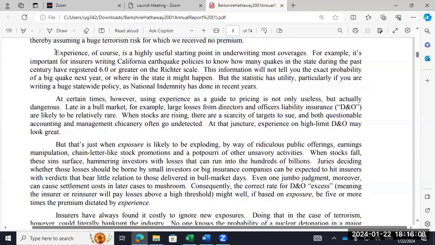So he says, just like I said, experience, of course, is a highly useful starting point. And y'all remember underwriting. Well, I don't know if we talked about underwriting. We'll talk a little bit more on Wednesday. But underwriting is when you sit down and you assess what the risk is and what you're going to charge for it. Is this a risky person or is this a low risky person? Is this a risky driver or a safe driver? That's what underwriting is. So experience is a good starting point.